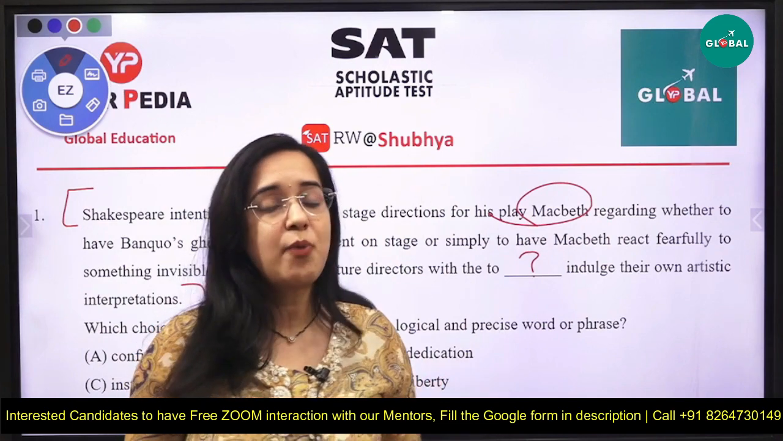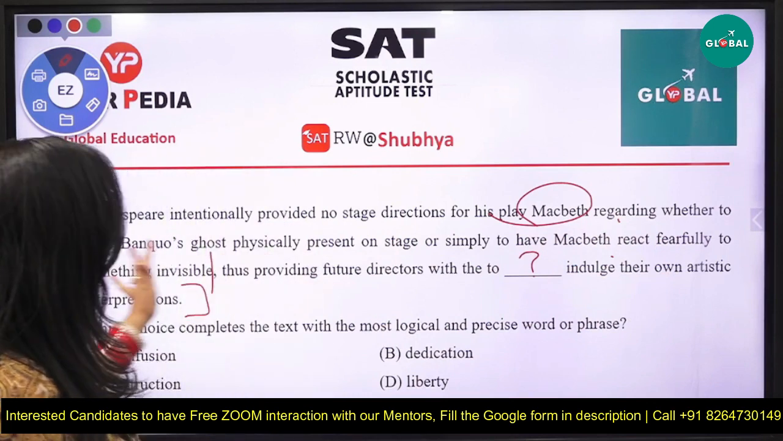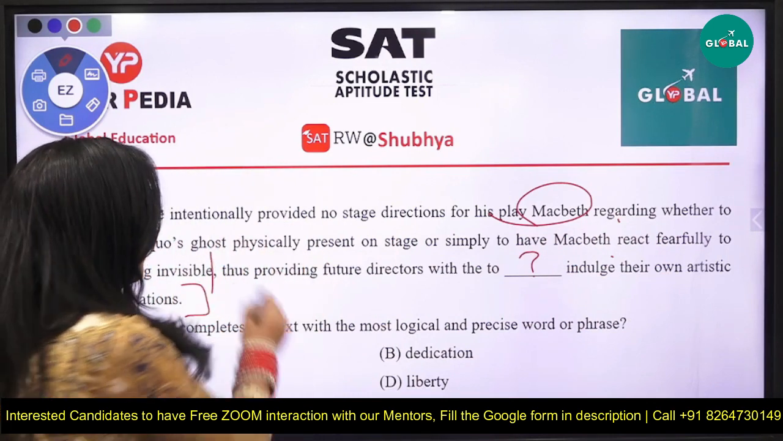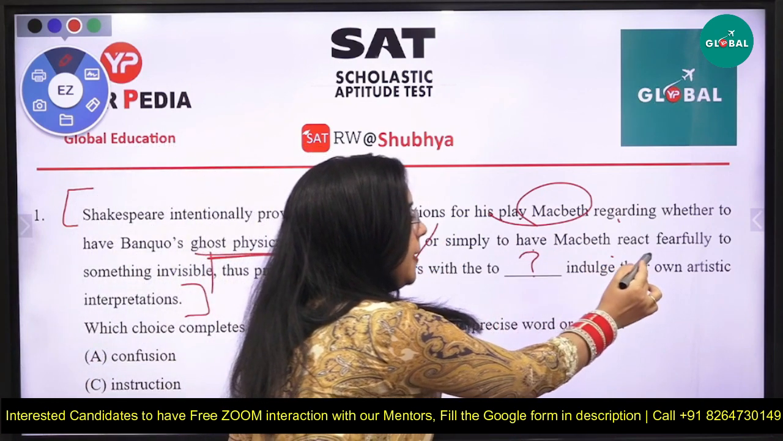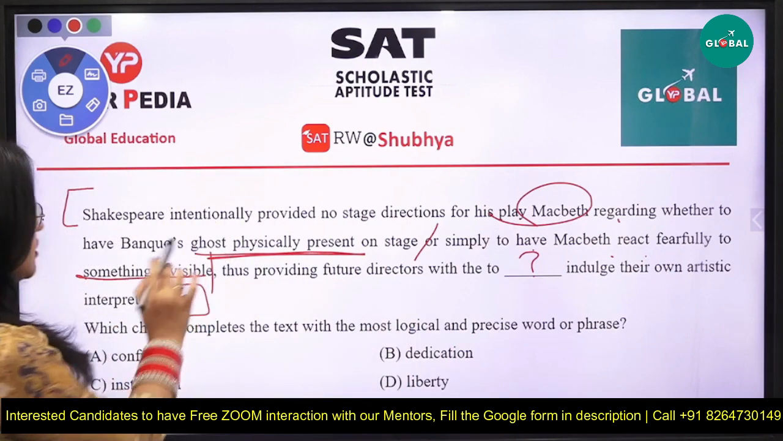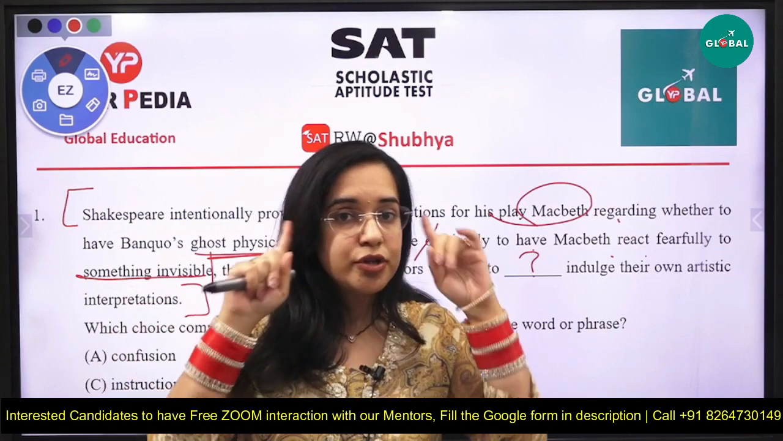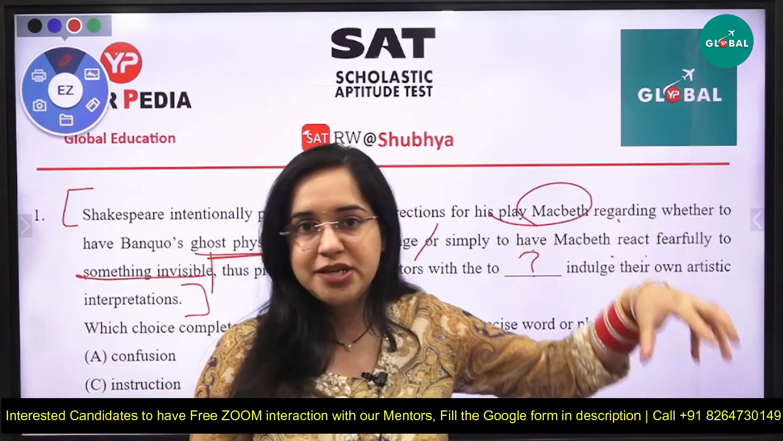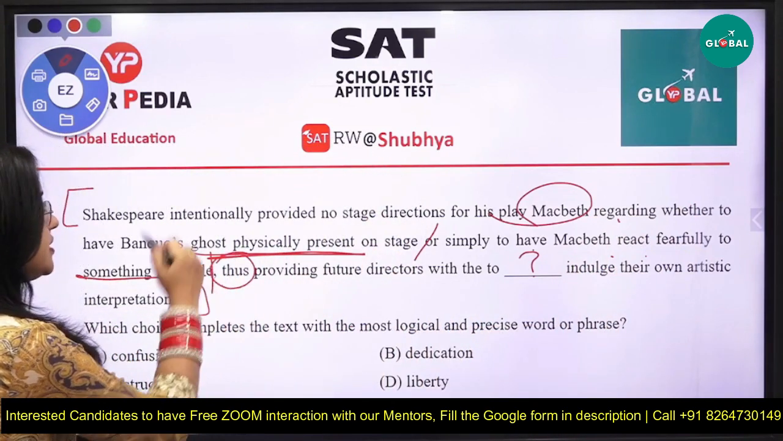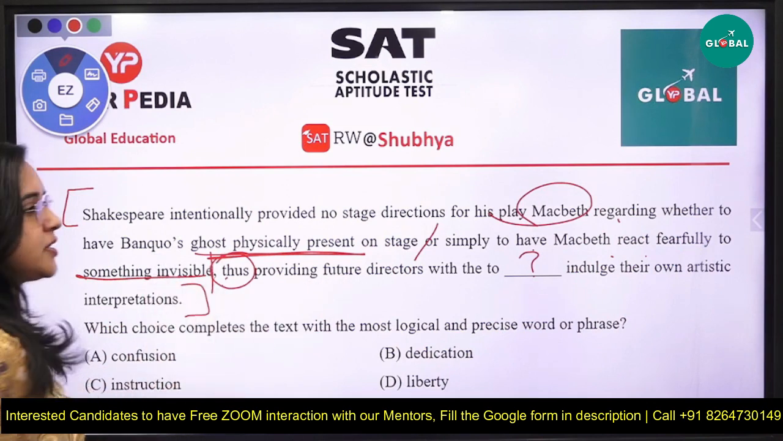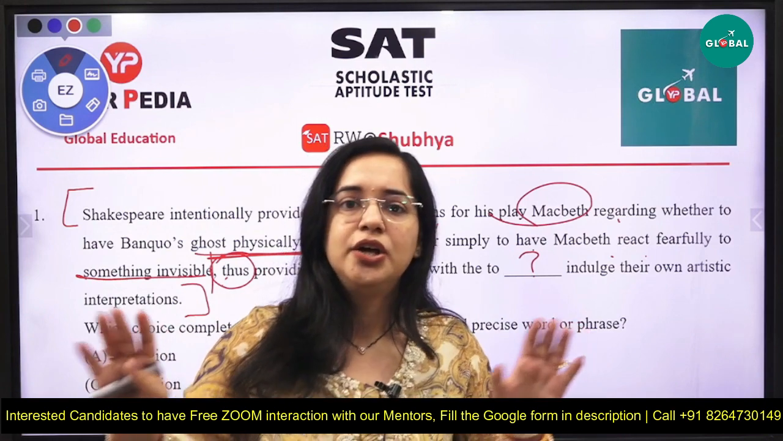For his play, he is providing no stage directions regarding whether the ghost should be present on the stage, or Macbeth should react fearfully to something invisible, that there is something but it is invisible. So he has not provided any direction: a ghost needs to be present, or a ghost need not be present. Now this is leading to what? It's a kind of freedom, that whatever you want to do, whatever you think about, you are open to it.